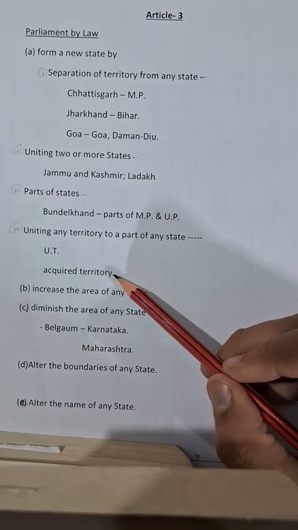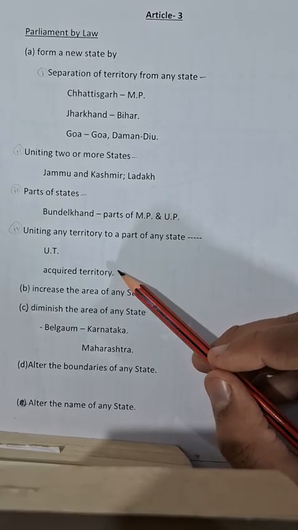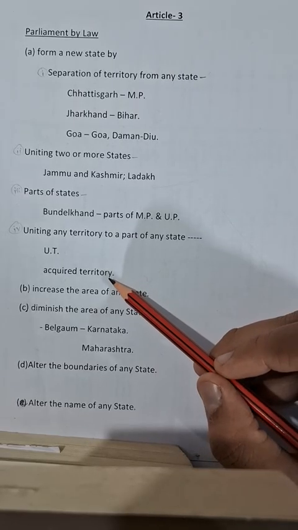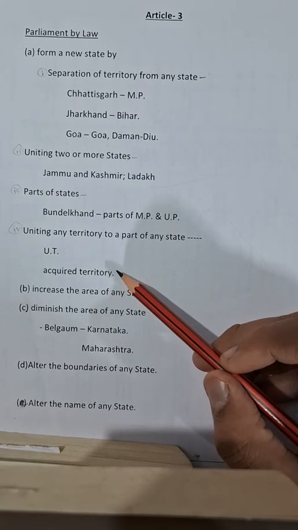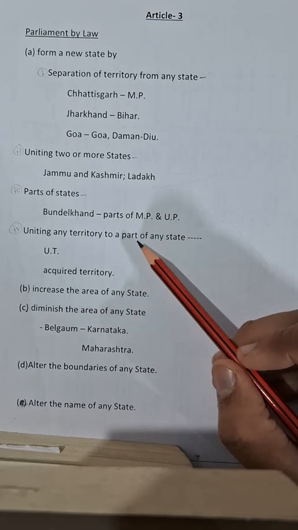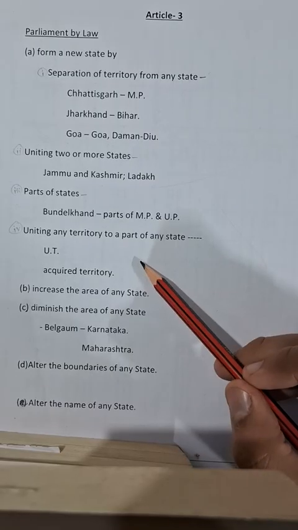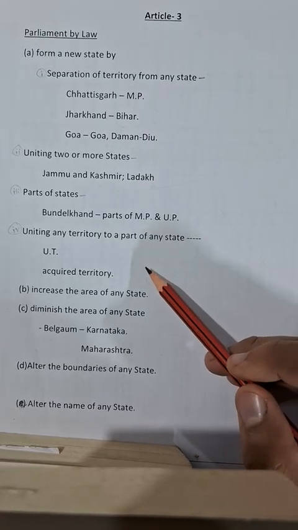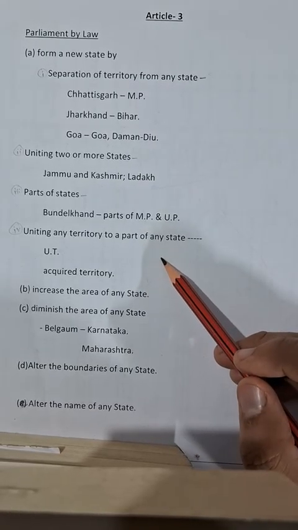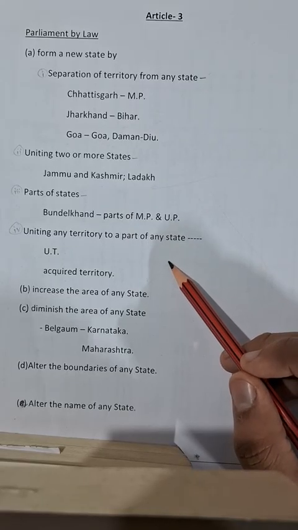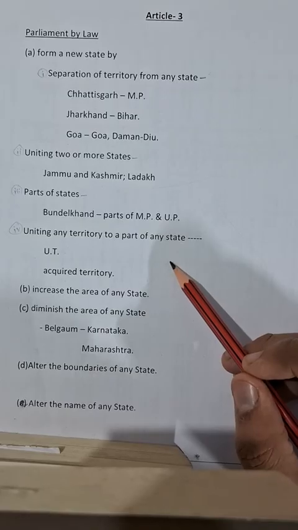That has never been in India's part. So suppose tomorrow there is a treaty between India and Bangladesh and India acquires some territory of Bangladesh. That territory can be combined with part of West Bengal and together that can be created as a separate state or a separate union territory. So this is the fourth method how parliament by law can create a separate state or a separate territory. Now you should remember all these four points and they are very important.